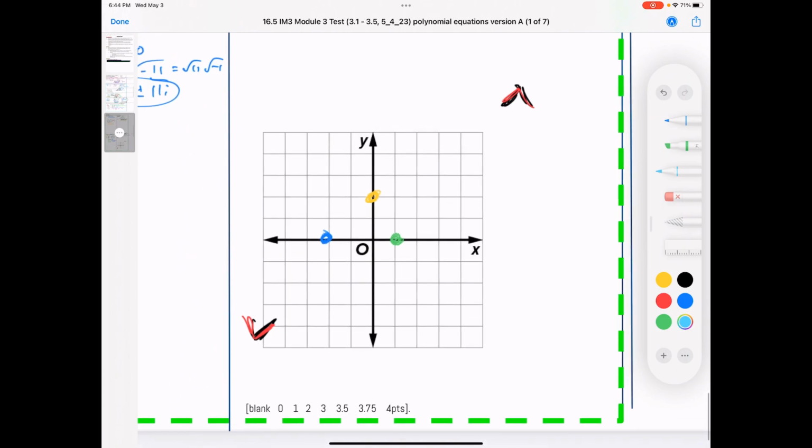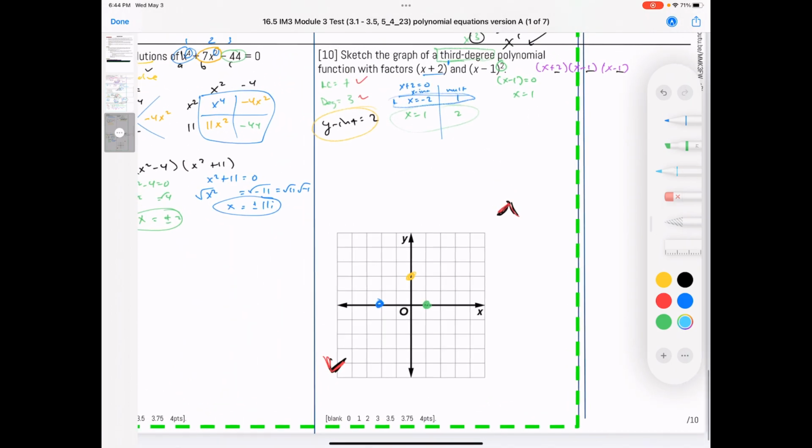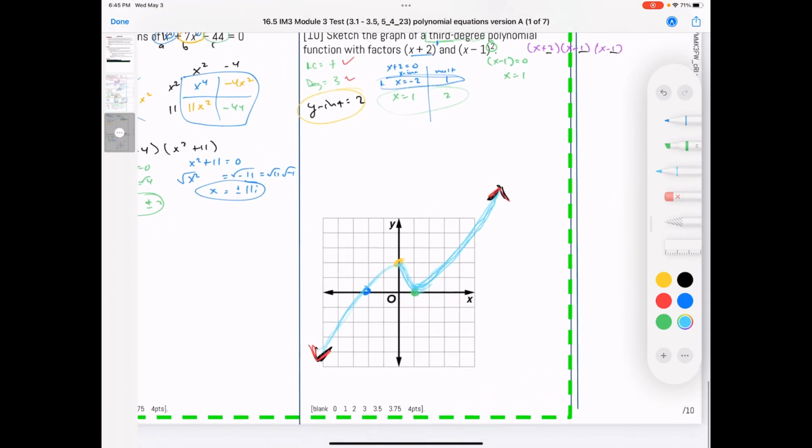Go left to right. At the blue dot, it's multiplicity of 1, so we're going to shoot through. And then we're going to bounce off the 1. And then exit. And that's our answer. Hopefully that was helpful.